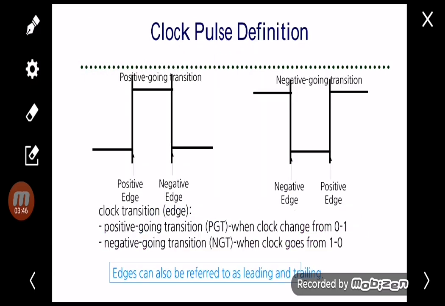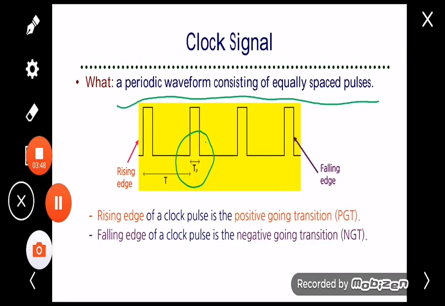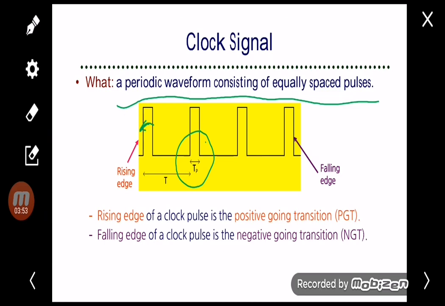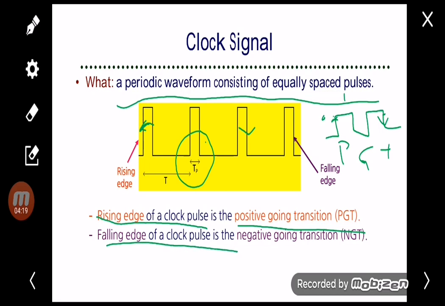We have the rising edge at the top and the falling edge here. So this is our clock. The rising edge is the transition from 0 to 1, and the transition from 1 to 0 we call the falling edge. The rising edge of the clock is the positive going transition, which we call PGT. The falling edge of the clock pulse is the negative going transition, or NGT. Just remember NGT is from high to low.